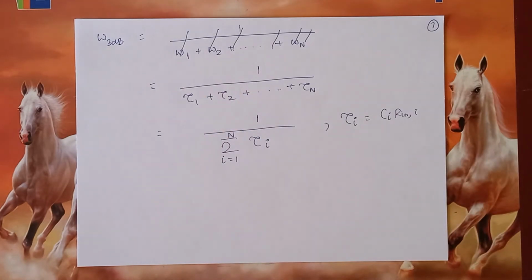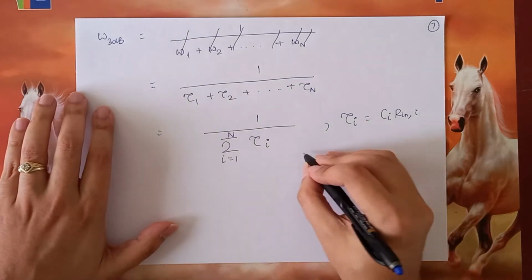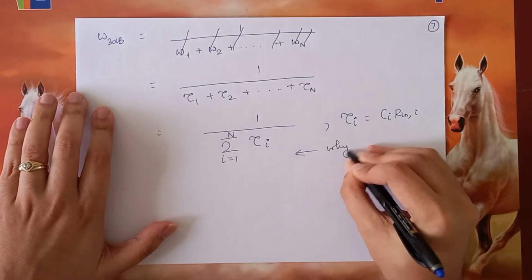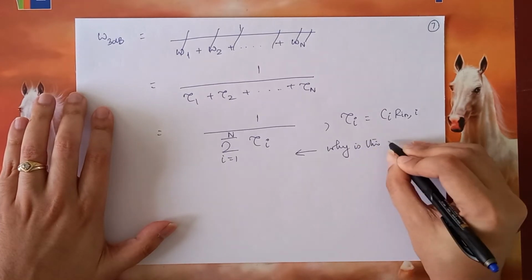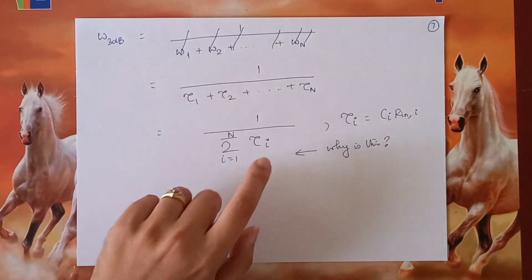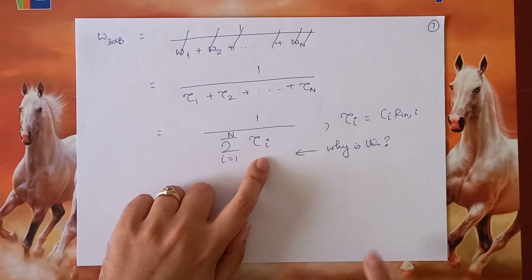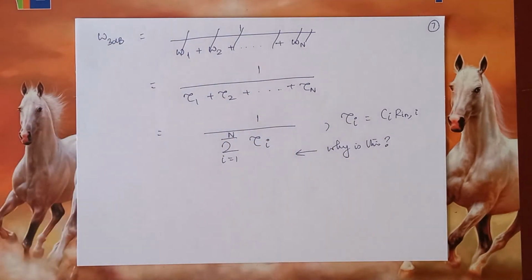Now, why is this correct? Why is this a good approximation? The reason lies in the nature of the transfer function. Why can we say that using this formula will give us something that is close to omega of 3 dB?